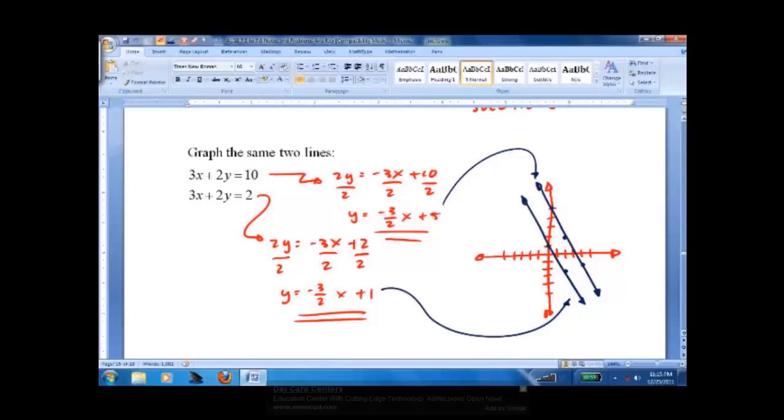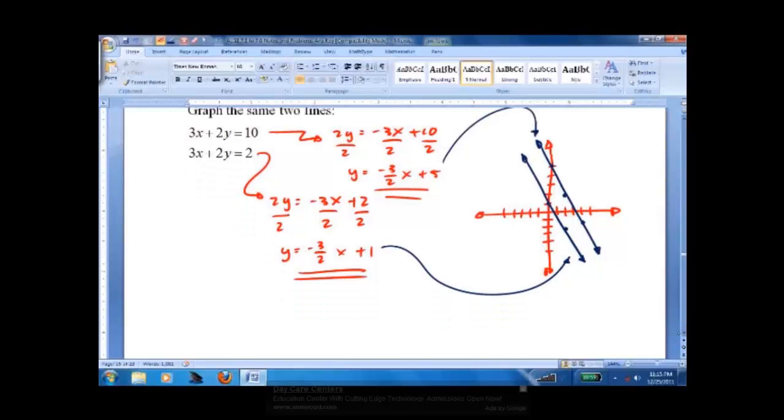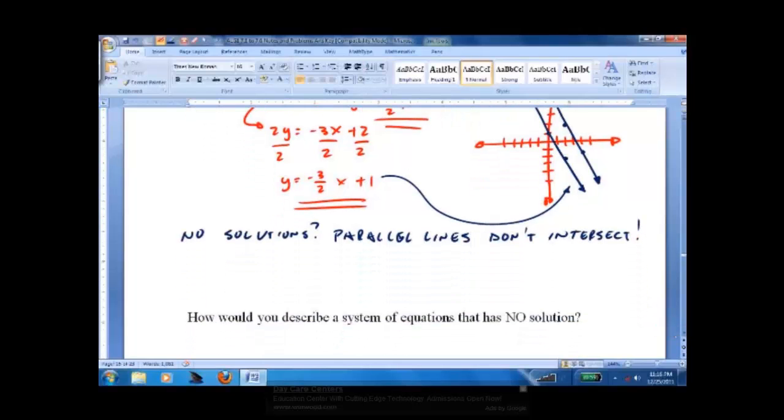So, how can we get no solutions? Because the lines are parallel. And as we know, parallel lines never hit. So there can't be a solution. The solution of a linear system is where the two lines intersect. Parallel lines don't intersect. And that's what the answer to my next question is. How would you describe a system of equations that has no solution? Parallel lines.